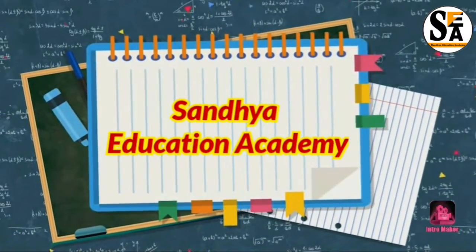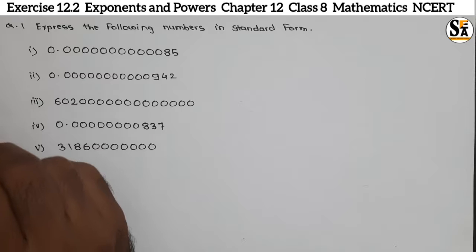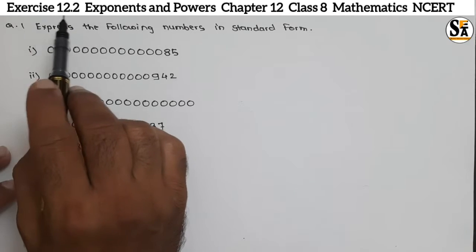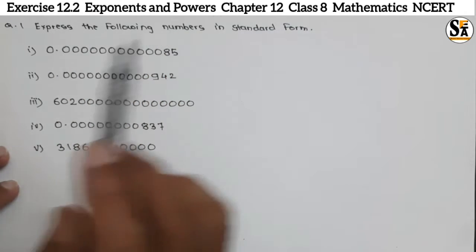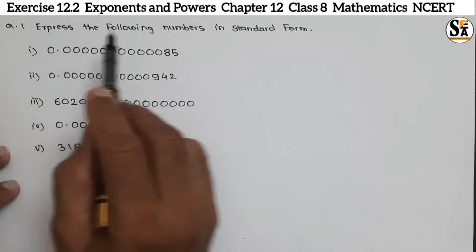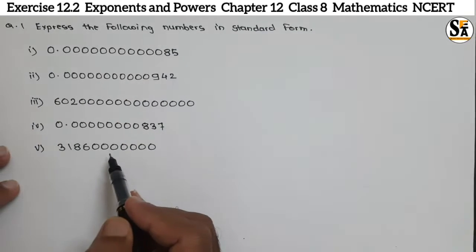I am Santosh Vag. In this video, we will see question number 1 of exercise 12.2, chapter Exponents and Powers. So, let's start our video. See question number 1 of exercise 12.2, chapter Exponents and Powers. The question is given: express the following numbers in standard form. And these are the sub-questions.